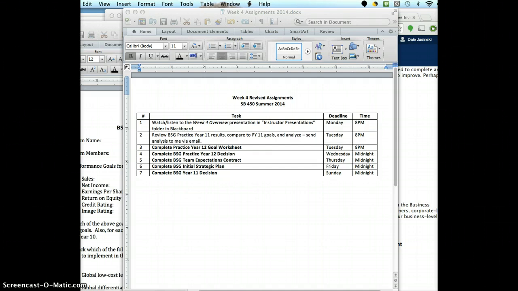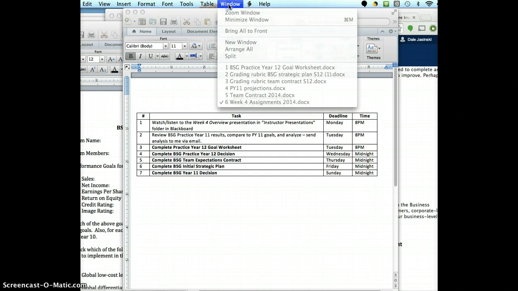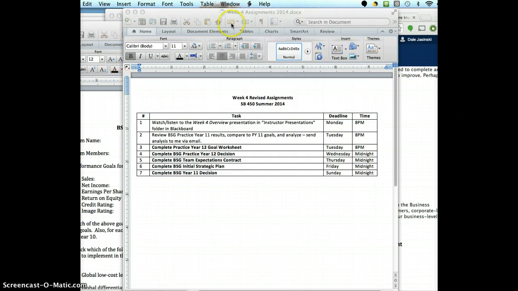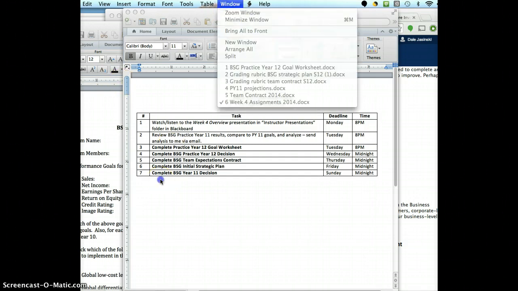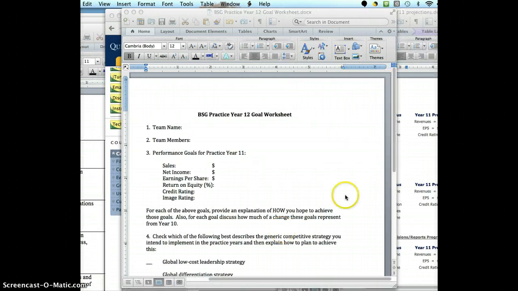Now by that, I'm going to refer to the other document that we had. If I can get that window to open up, let me see. I'm going to have to pause. So this is your practice year goal worksheet. Last time it said practice year 11. This time it says practice year 12.